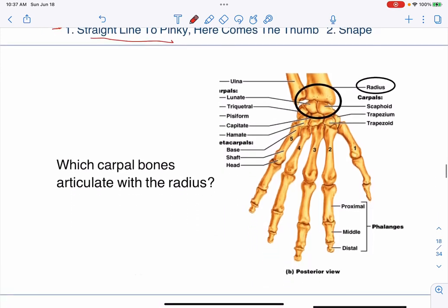So this is, again, to drive home this idea that the radius is the only bone that is articulating with the carpals. The ulna does not articulate. There's a nice space there. It does not articulate with any of the wrist bones.